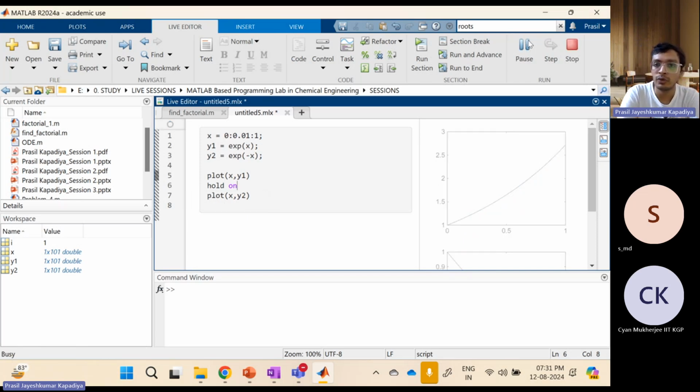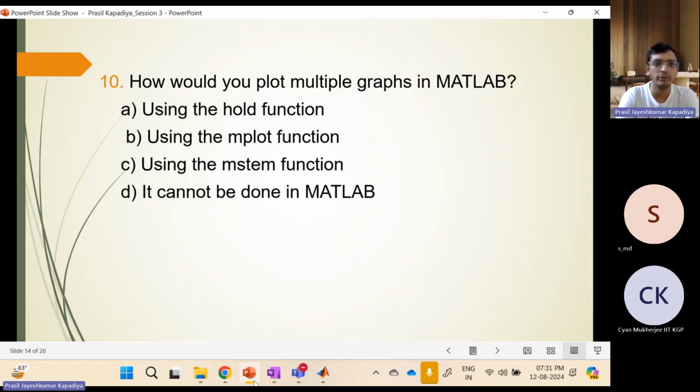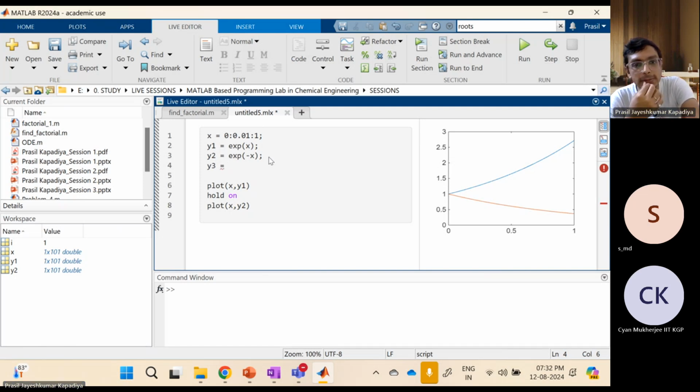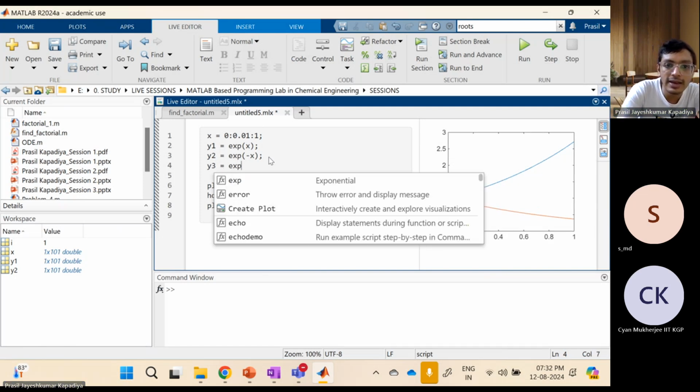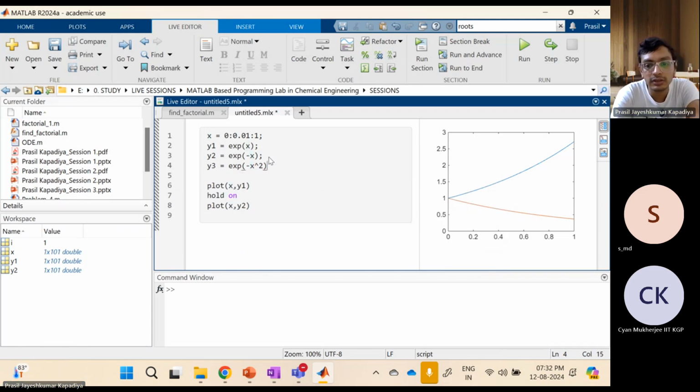So what is the use of hold on? Let's say when it is hold on. So see, on one graph, both the functions e raised to x and e raised to minus x are getting plotted. So my answer should be using the hold function. Using the hold function, let's say I'm going for multiple more graphs now. Let's say my y3 is equal to exponent of minus x square. Okay, it will decay even faster.